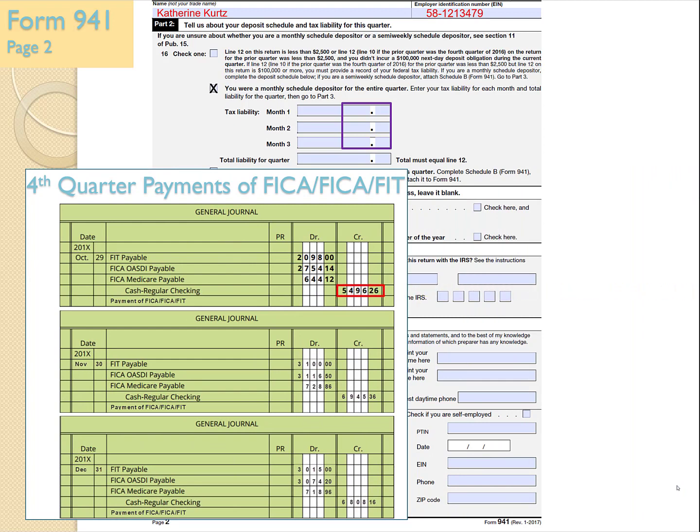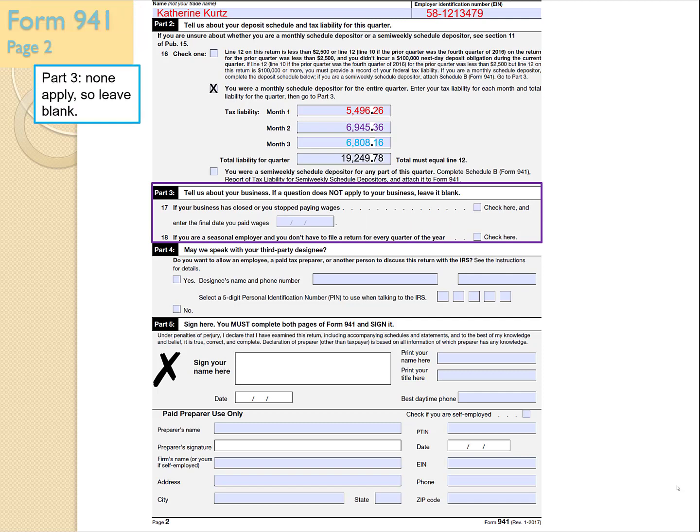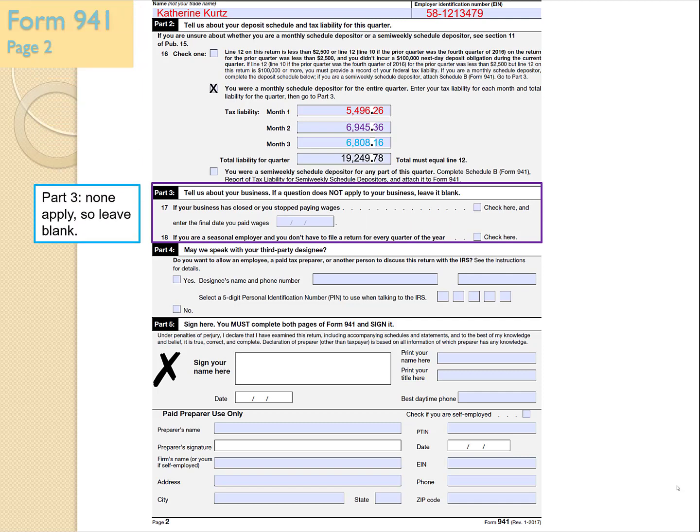Month 1, we paid $5,496.26. Month 2, we paid $6,945.36. And month 3, we paid $6,808.16. We add those all up, and we get $19,249.78. Part 3, none of this applies, so we're going to leave it blank. Part 4, we're going to put an X on the no.